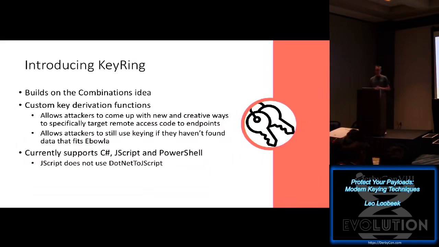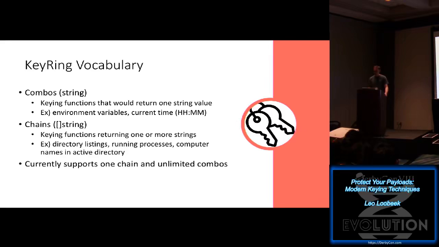So building on the combinations idea, I built a tool called KeyRing. And what I really like about it is allowing for more custom keying functions. So sometimes, when you're doing OSINT, you might not find the information that you could use for something like Ebola. I wanted to make it a little bit more efficient and fast for red teamers to get creative, create their own keying, encryption, and decryption functions, and not have to worry about the encryption itself. Currently it supports C#, JavaScript, and PowerShell, and I should note that the JavaScript uses self-contained COM objects, not .NET to JScript, so you don't have to worry about any signatures on that.